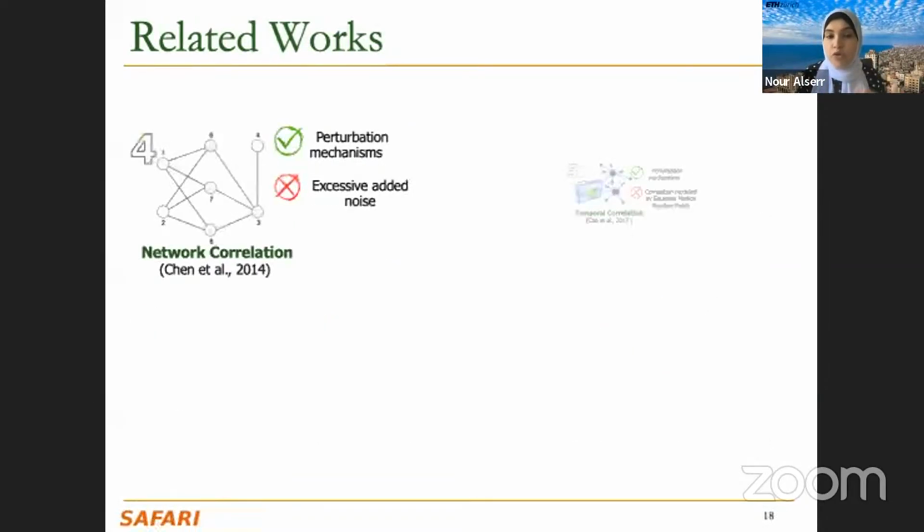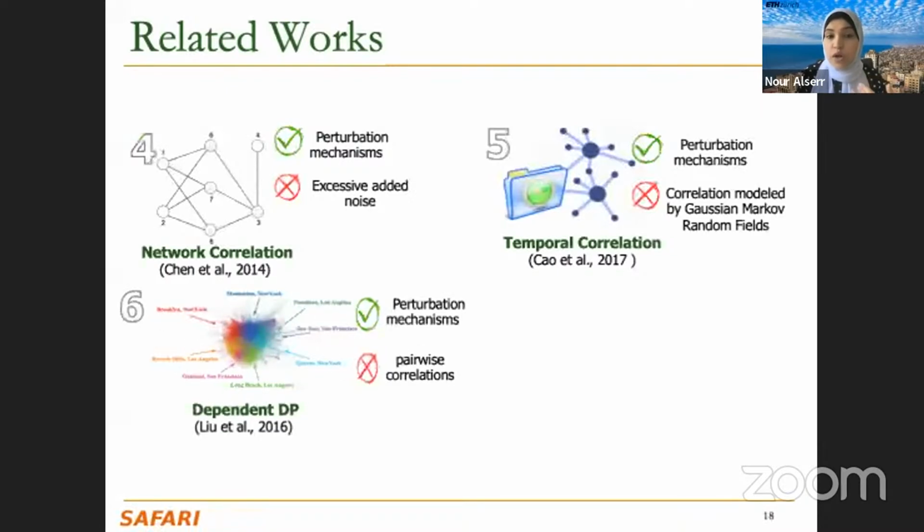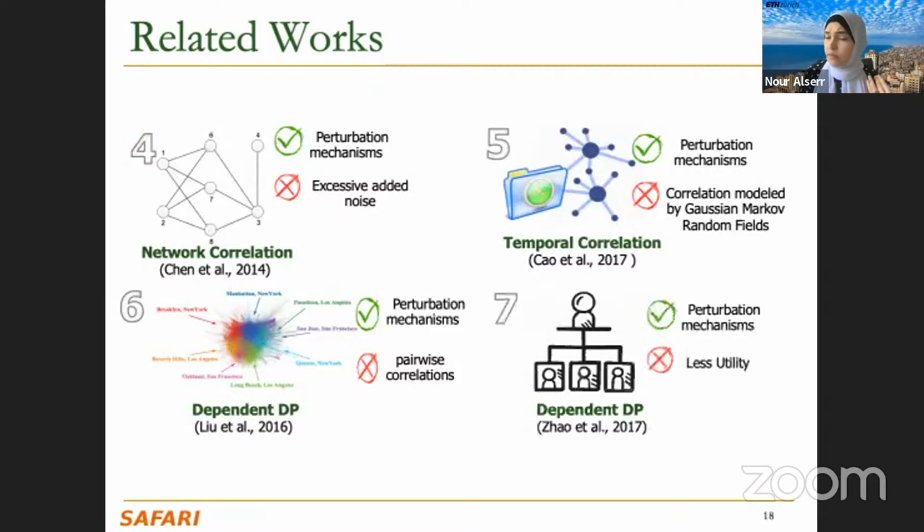Following them, there are also other works which try to solve these problems and propose mitigation techniques to overcome the challenges or limitations of differential privacy. But again, some of them are adding more noise, so we have less utility. Some of them, for example in the dependent DP framework, only consider pairwise correlation, one-to-one.